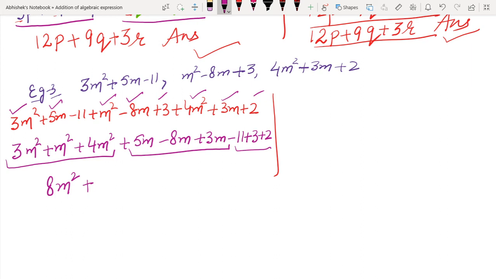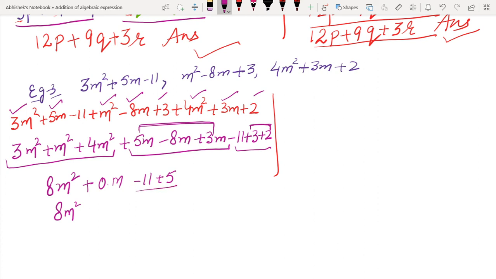Next, before adding this we will simplify. First we will add the positive terms. 5 plus 3, it is 8. 8 minus 8, it is 0m. Next, we have minus 11. So first we will add the positive terms. 3 plus 2, it is 5. So 8m squared. Where we have a 0m, we will just ignore that term. There is no need to write the variable with coefficient 0.